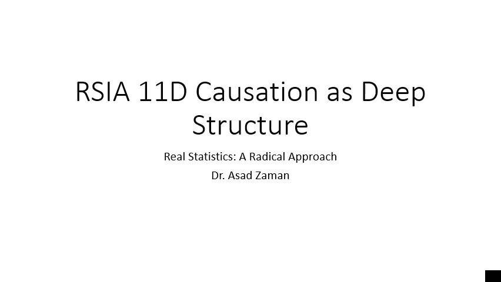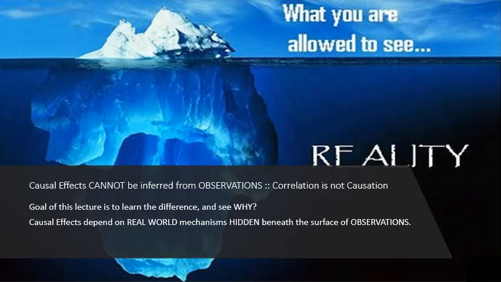Bismillahirrahmanirrahim. In this lecture, we will explain how causation is part of the deep structure of reality and cannot be observed in the surface appearances, which are like the data available to the statistician. It is a standard saying among statisticians that correlation is not causation, but nobody really explains why. And the goal of this lecture is to understand how to separate these two concepts clearly.